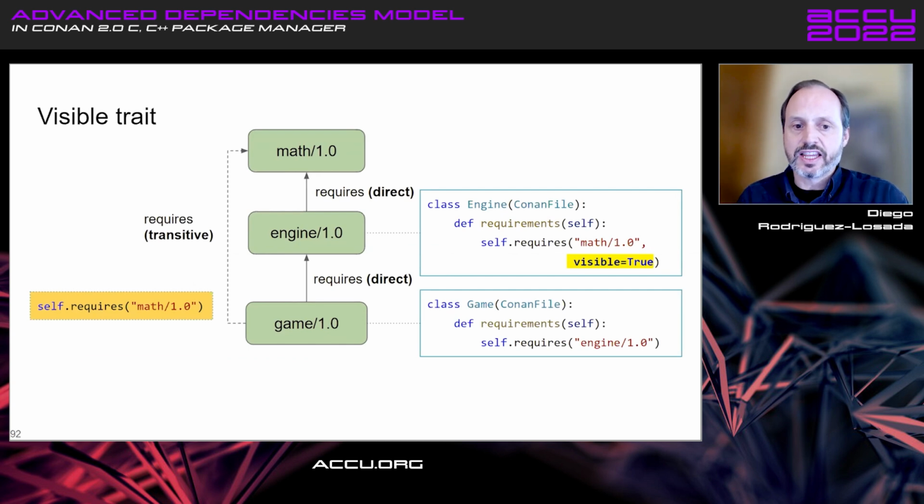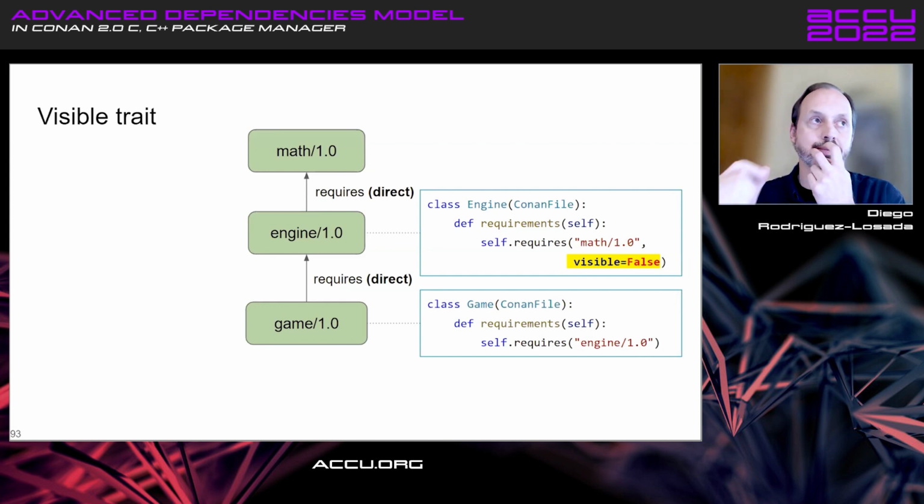And finally, the visible trait. The visible trait is basically removing what we have learned so far. By default, visible is true. That means that game has a virtual transitive requirement to math, always. Even if this has headers equal false, libs equal false, even if it's not using the artifacts, game still contains a transitive requires to math.